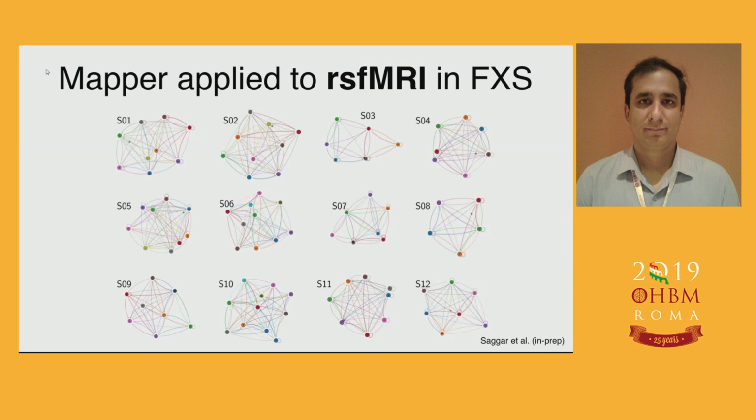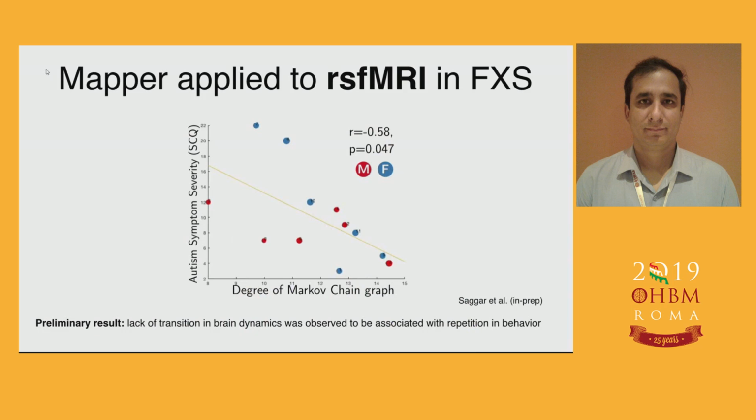So it's a very small data set. Take it with a grain of salt. We're still validating this approach in the Human Connectome data set. But here, I'm just showing you the 12 subjects with resting state fMRI from Fragile X syndrome. Some of the subjects have very dense transition probabilities and densely connected degree in these Markov chains. Some of them have very sparse connectivity in this state space.